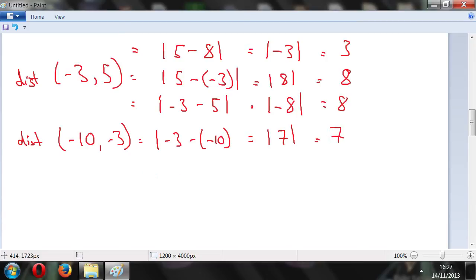And similarly, if we do A minus B, we're going to do minus 10 minus 3, the absolute value of minus 10 minus 3, which is going to be minus 10 plus 3, which is going to be the absolute value of minus 7, which again is equal to 7. Okay, now let's move on.